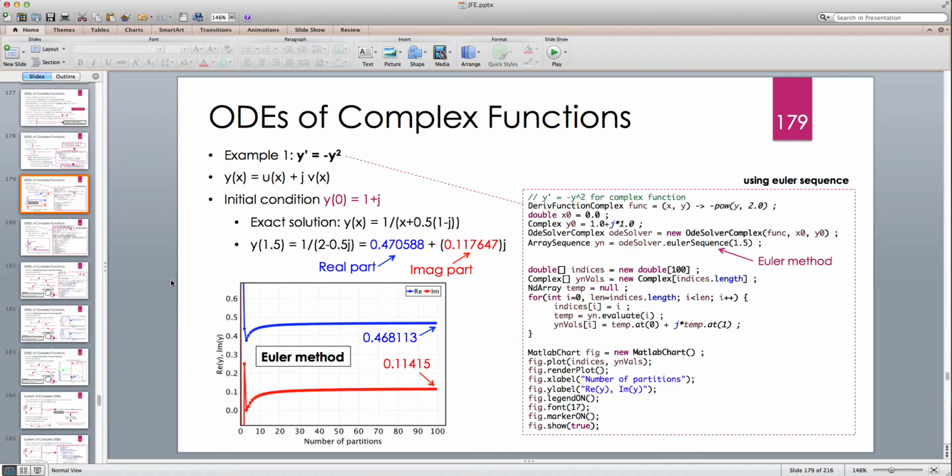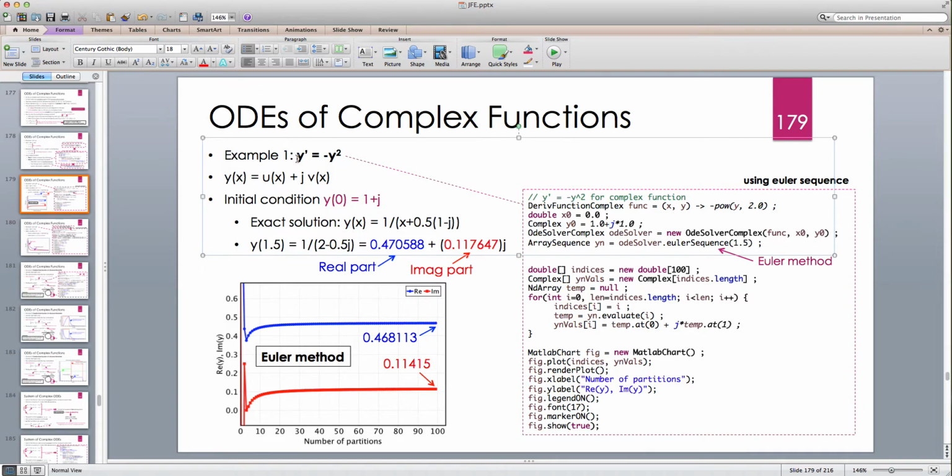So let's look at an example. So y prime equals minus y squared, and y of x is u of x plus j v of x. So u is the real part, v is the imaginary part. And the initial condition is given as y at 0 is equal to 1 plus j, right? So in the past we had a real number here, but now we have a complex number here.